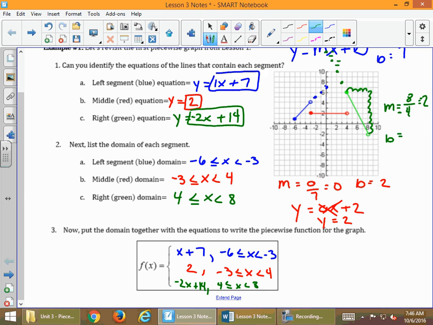So you just need to find the equations of the lines, find the domains of those lines, and then fill it in the brackets with the equation matched up with the right domain. Go from furthest left equation to furthest right. Questions over there?